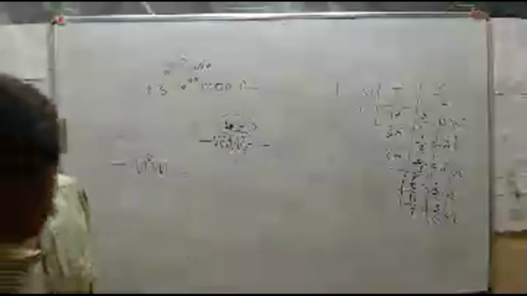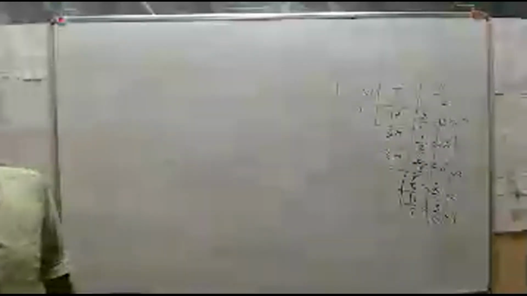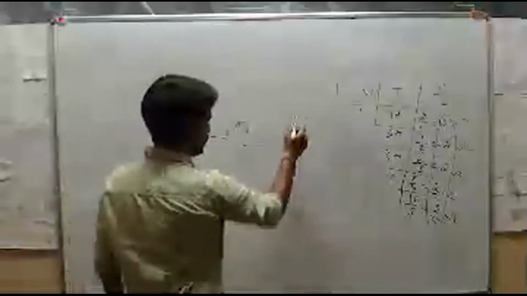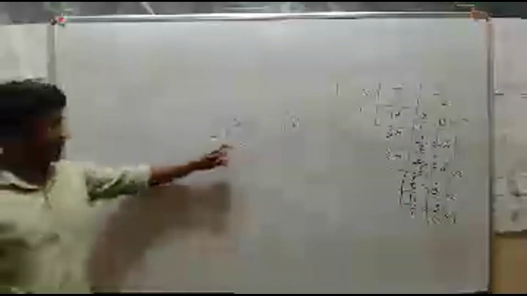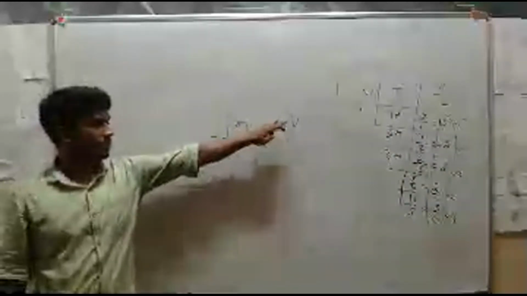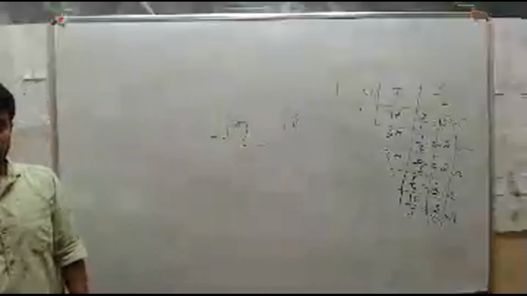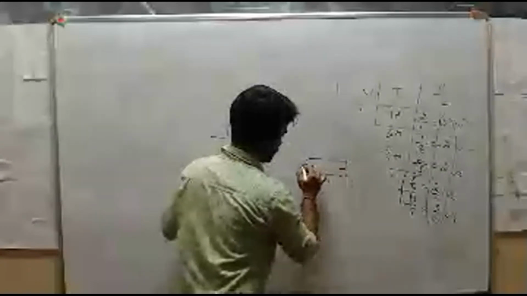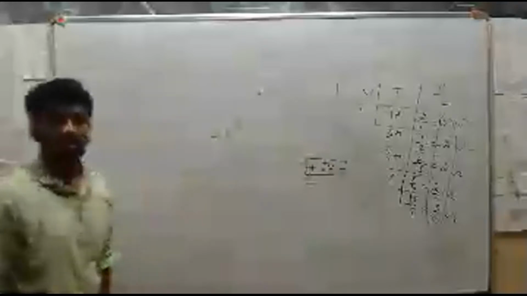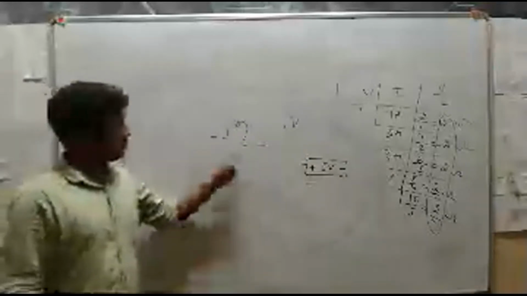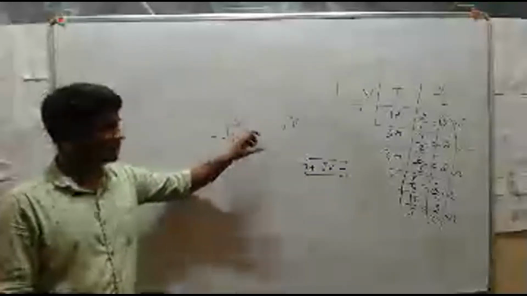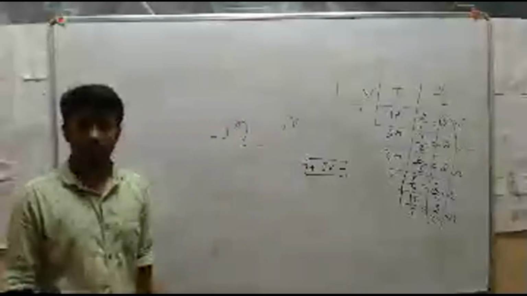Just imagine I have one small bulb. To glow, this bulb needs only 1 volt. But you have one battery whose value is, say, 5 volt, which supplies us 5 volt. Now, what will happen if you connect this one? Definitely it bursts, right? It blasts. Why? Because you are passing excessive voltage.